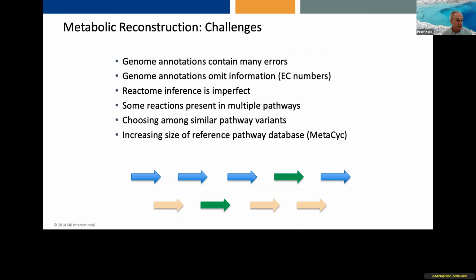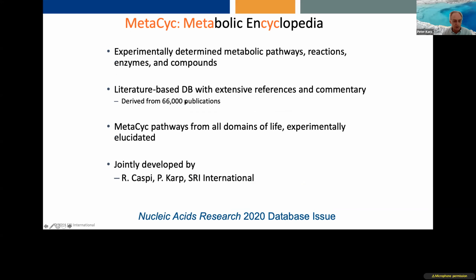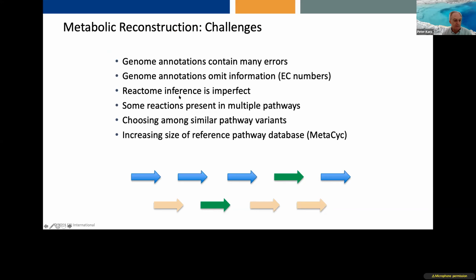What are some of the challenges in metabolic reconstruction? Well, one is that genome annotations contain many errors, so they can throw off the metabolic reconstruction. Genome annotations also often omit information like EC numbers that makes it harder to do reactome inference. And I'm going to skip this one.